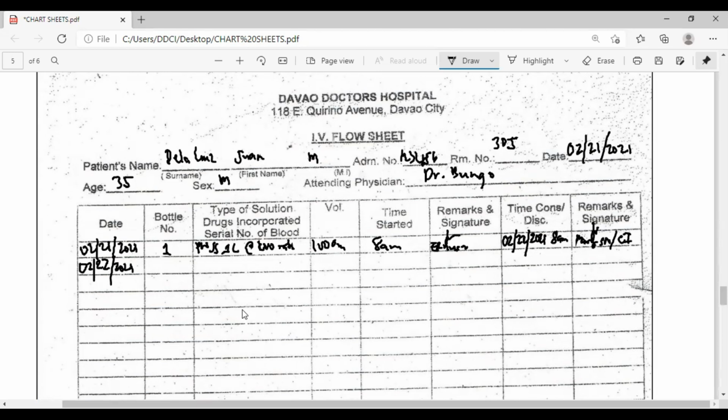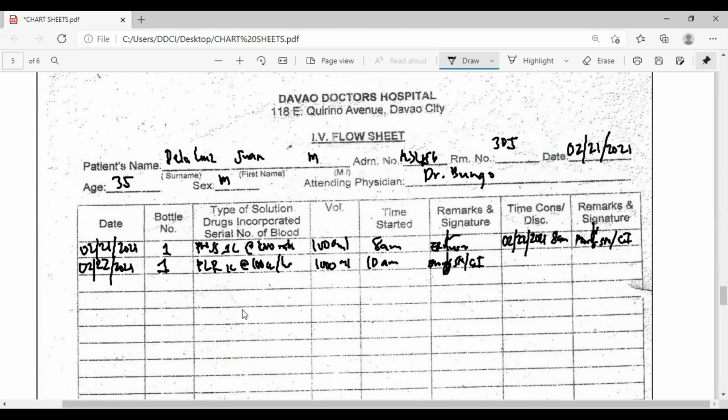Still, if it's a different IV solution, you still have to put bottle number 1, because it's a different solution. Let's say you have your plain LR, 1 liter at 100 cc per hour, volume 1000 ml. Time started, say around 10 a.m. Then you have your signature here, morning student nurse, then countersigned by the CI. So you sign in the IV flow sheet 2 times.